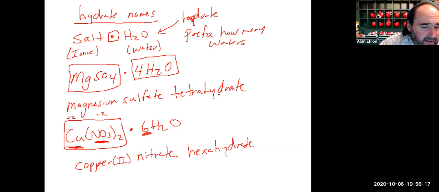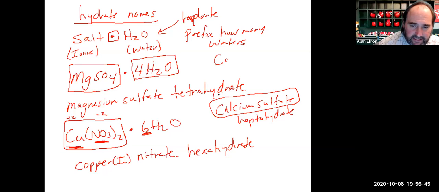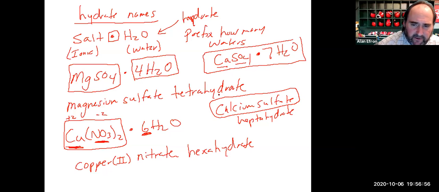So again, just to review hydrate naming, since we're talking about officially naming, that's the method there. And obviously, if you had a name, you could turn it into a formula. So if you had calcium sulfate heptahydrate, you would just take the ionic part there, which is calcium sulfate, which would be CaSO4, +2 -2. You would put the dot, hepta is 7, hydrate is water, and you would end up with this formula here.